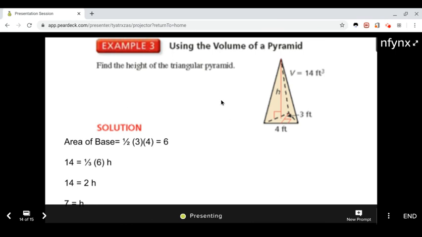We're almost done. So now we're using the volume of a pyramid again. Find the height of the triangular pyramid. So here the area of the base, it's a triangle, so it's a half times 3 times 4, which is 6. And then everything else, they give us a volume, so we're going to just plug that in there, and then we're solving for h. However you want to do this, in this case, I just divided 6 by 3. And so that's 2h equals 14. Divide both sides by 2, and I get h equals 7, or 7 feet.